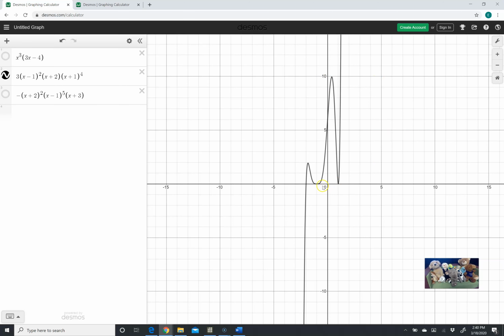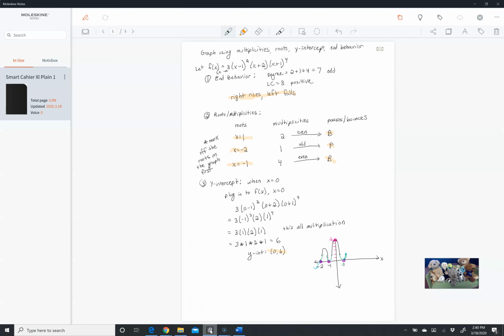Okay, but again, this is why we call it a sketch. We know that between -1 and 1, it has to turn around. We know that it had to turn around between -2 and -1. We passed through at -2, we bounced at -1, and we bounced at 1. And we go off to positive infinity and negative infinity. So notice in the little sketch that we drew, we have arrows at the end.